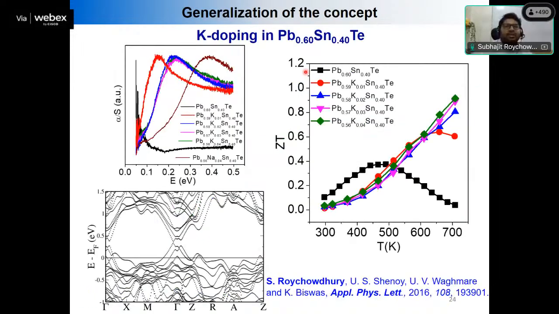Now, to generalize the concept of chemical doping, we choose another dopant, potassium, and it also increased the band gap, which was also confirmed from the theory. And at the same time, we can improve the ZT compared to the pristine sample.